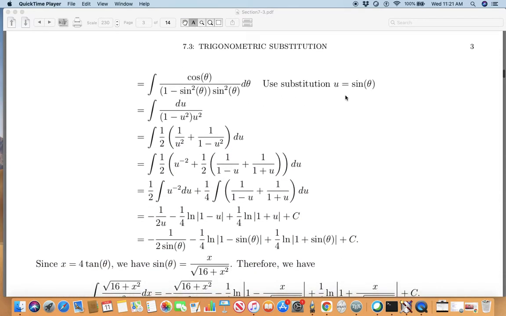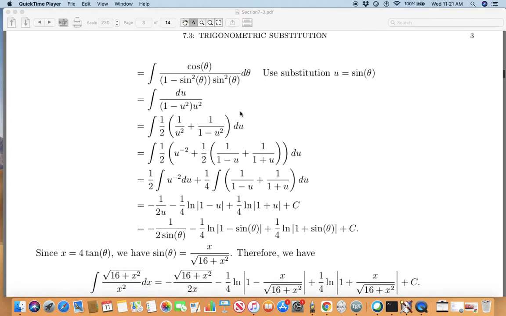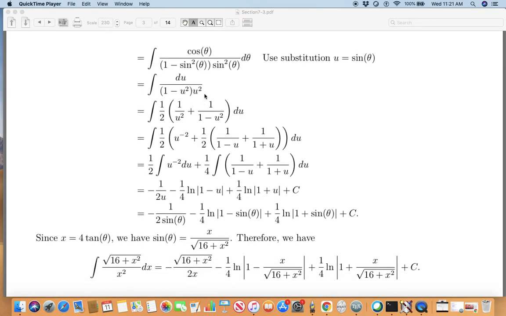At this point, you can use the substitution u equals sine theta. So this gives me 1 minus u squared in the bottom, and this gives me u squared in the bottom. What is cosine theta? If u is sine theta, cosine theta d theta is du. That's the numerator. So now you can just separate these out. Factors: half of 1 over u squared plus 1 over 1 minus u squared. This further factors as 1 minus u, 1 plus u. So you can split this as 1 over 1 minus u plus 1 over 1 plus u, half of that.